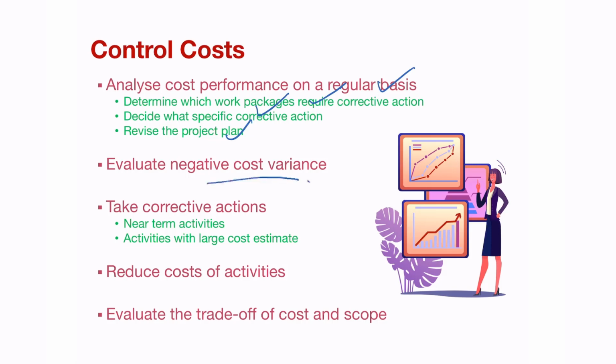Evaluate all the negative cost variances, take corrective actions, and absolutely take corrective actions on the near-term activities first and the activities with large cost estimates, because if you get those right, most times your project will run within budget. And also reduce the cost of activities where possible. Because remember, your CBC, your cumulative budgeted cost, is still an estimate. It is based on what you thought at the time when you put your budget in place. That is what you estimated the work packages or the cost was going to be.